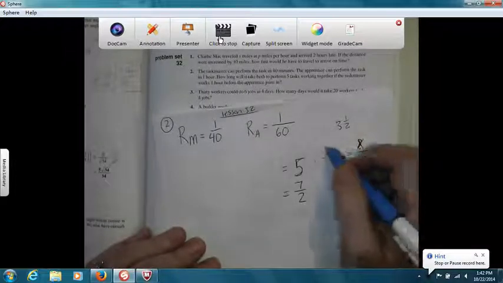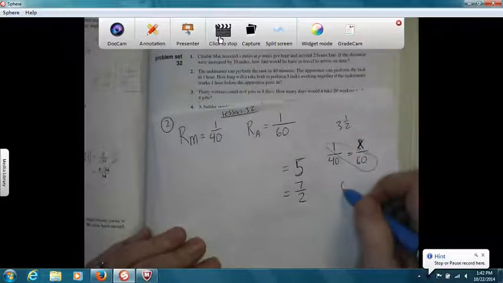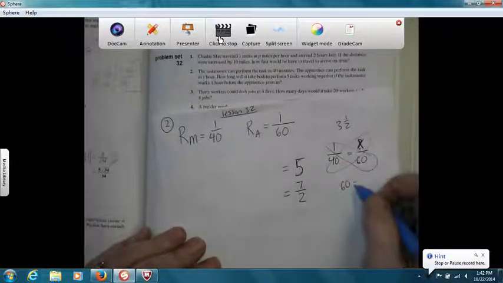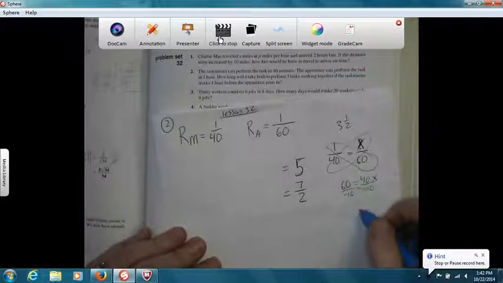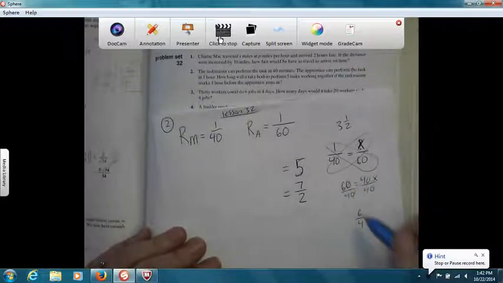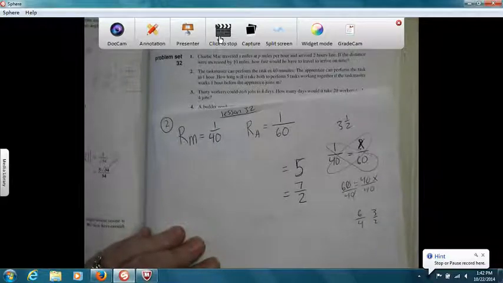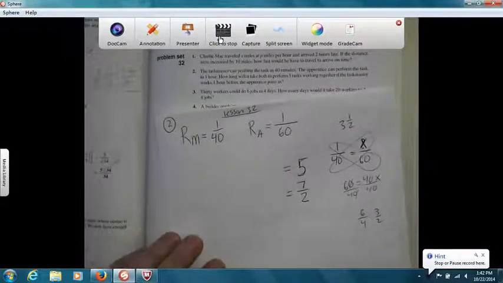And he's probably right. We got 60 times 1 is 60, 40 times X is 40X, divide by 40, this is a long way, and you get 6 over 4, right? So that's 3 over 2, and that's 1.5. See, Alice rocks. So there's that.